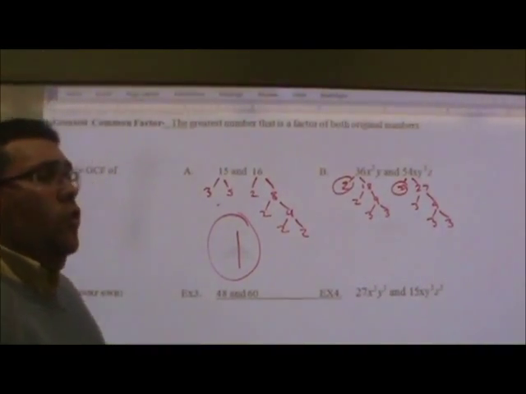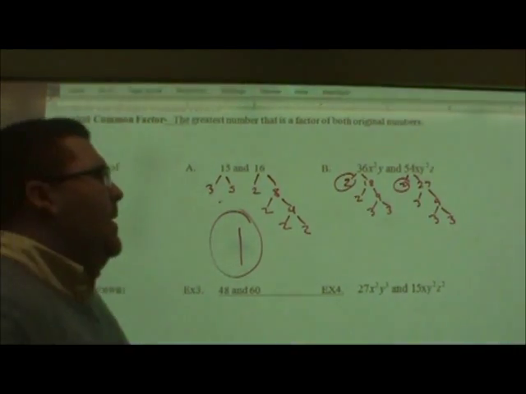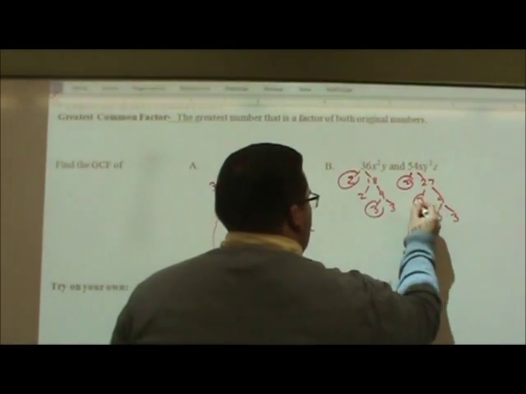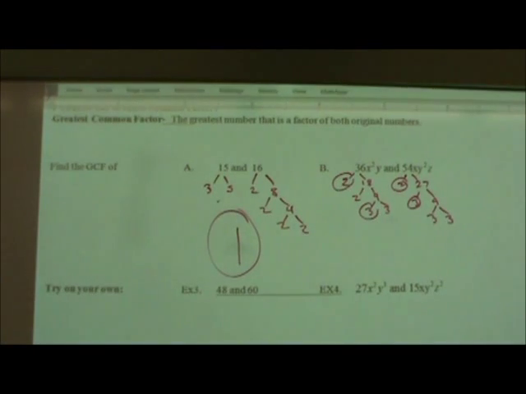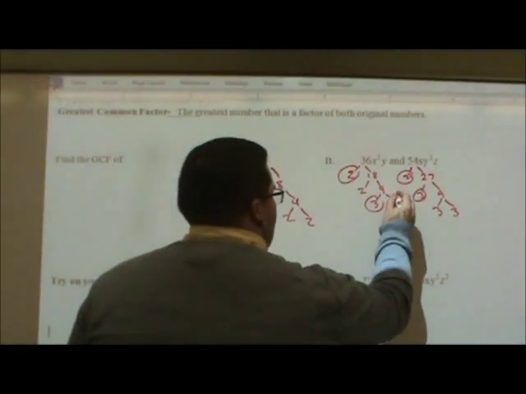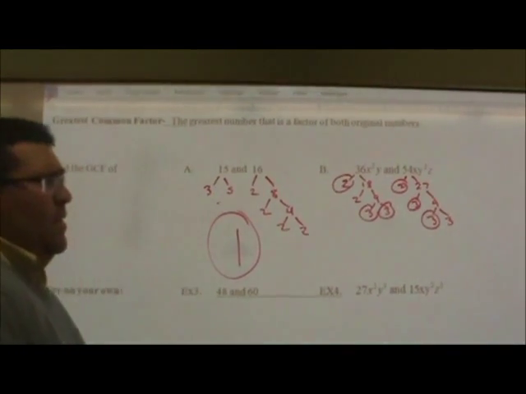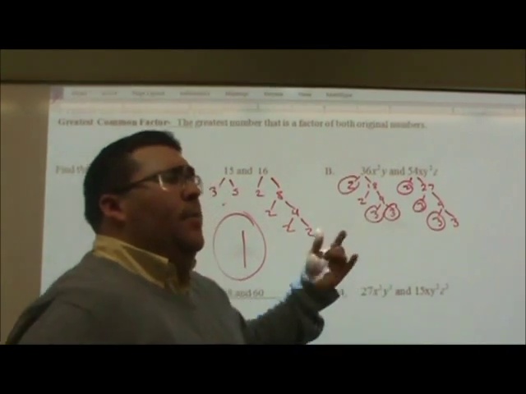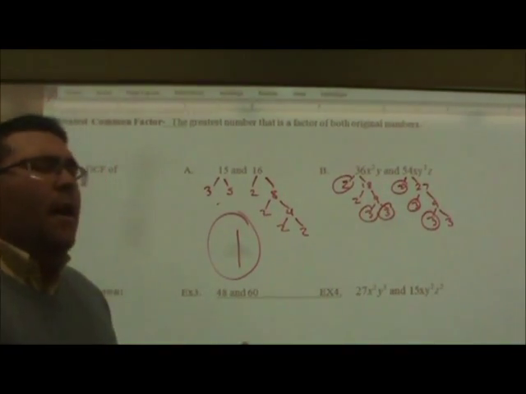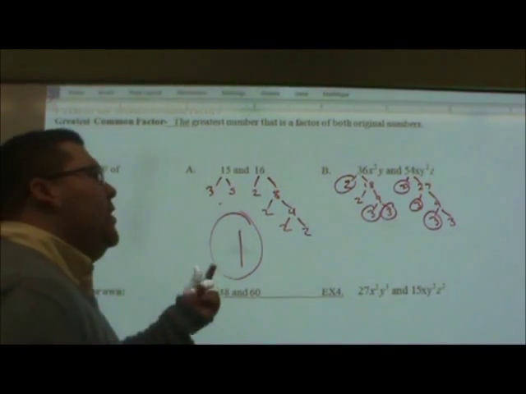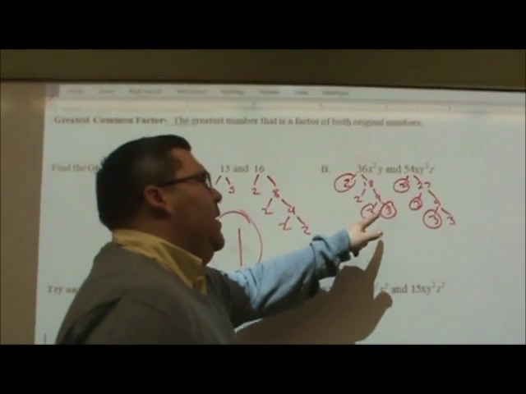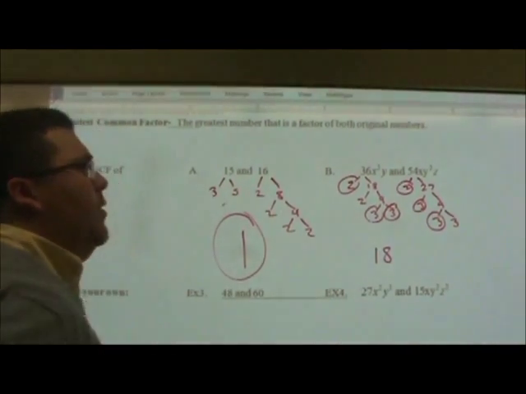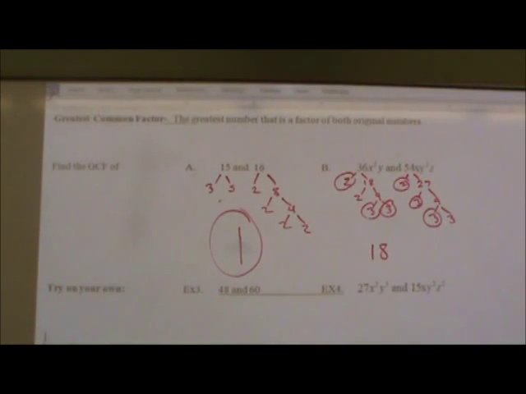Once a number is used, you can't use it again. So there is no 2 for this to make a pair with. But I can make a pair of 3's. I have another 3, so I can make another pair of 3's. But the 2 and the 3 that are left here, there's no other number that we can pair up that we haven't already used. So for the coefficient out front, we just need to multiply these together. 3 times 3 is 9, times 2 is 18. So the GCF of the two numbers would just be 18.